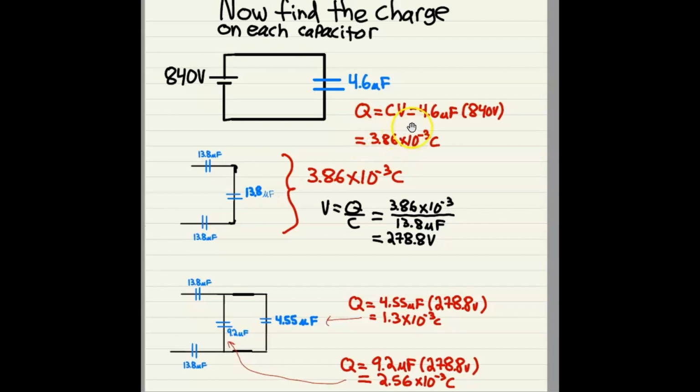Q is equal to CV. I know C and I know V is 840 volts. Therefore, there's going to be 3.86 millicoulombs of charge on this capacitor. This capacitor decomposes into 3 series capacitors, and they all have the same exact charge, 3.86 millicoulombs. The voltage across this capacitor, I'm going to need for the next part of the problem. So V equals Q over C. I know the Q on this capacitor, and the C value is 13.8 microfarads. Therefore, the voltage across this one capacitor is 278.8 volts.